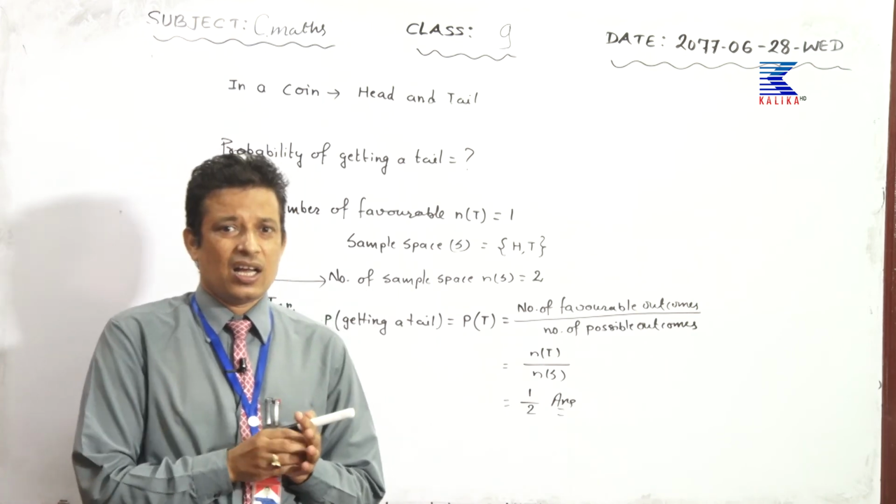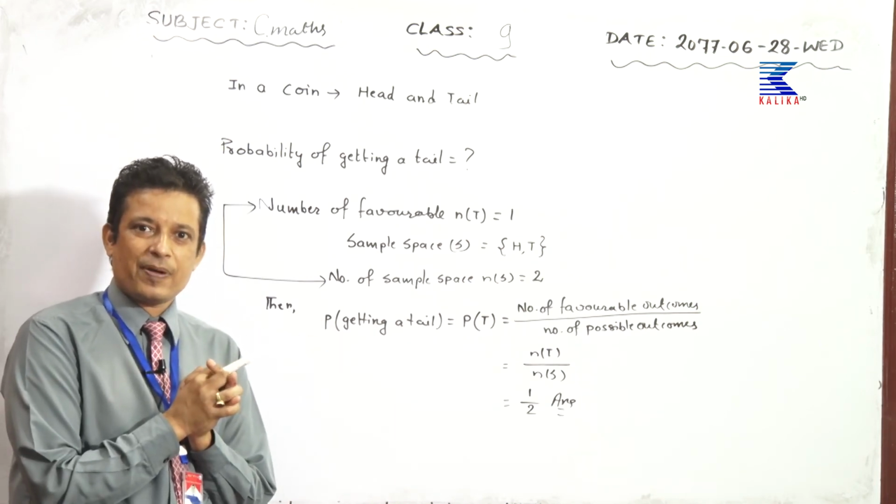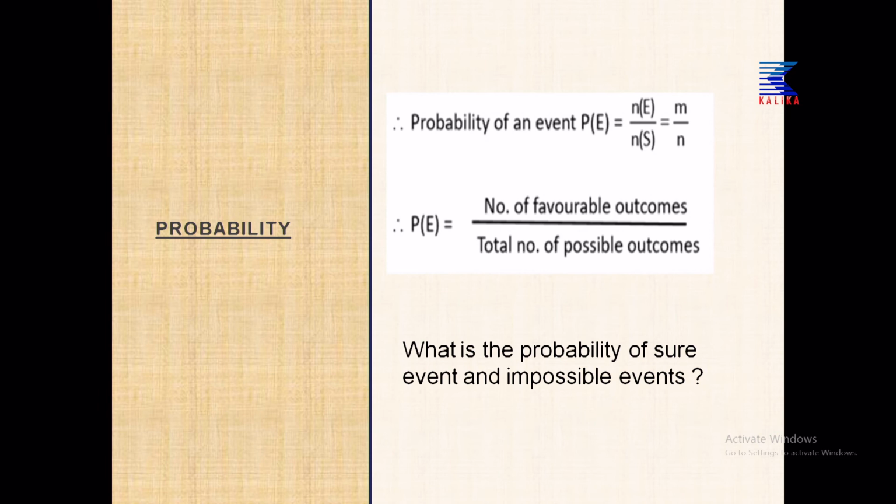Similarly, now let us see the slide. Till then I will prepare for the next question. Slide please. This is what we have just done. Now, there I have written, dear student, what is the probability of a sure event and what is the probability of an impossible event? Please keep on thinking. What is the probability of a sure event and what is the probability of an impossible event?